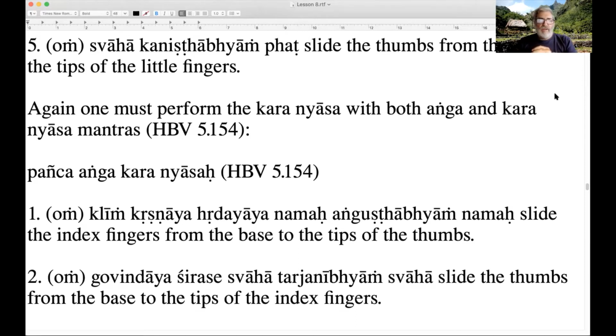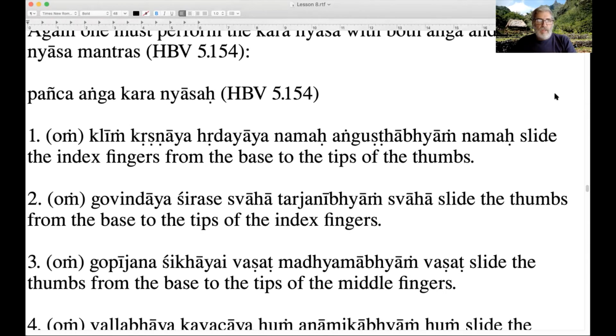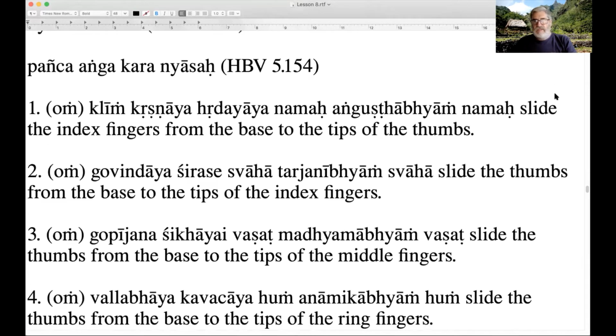And for doing that, we're going to use the mantras that we use, we're going to then do the Pancha Anga Paranyasaha, which includes the mantras for the Anganyasa and the mantras for the Karanyasa, and it's also performed on the hands. Right. So this is described in Hari Bhakti Vilas 5.154.